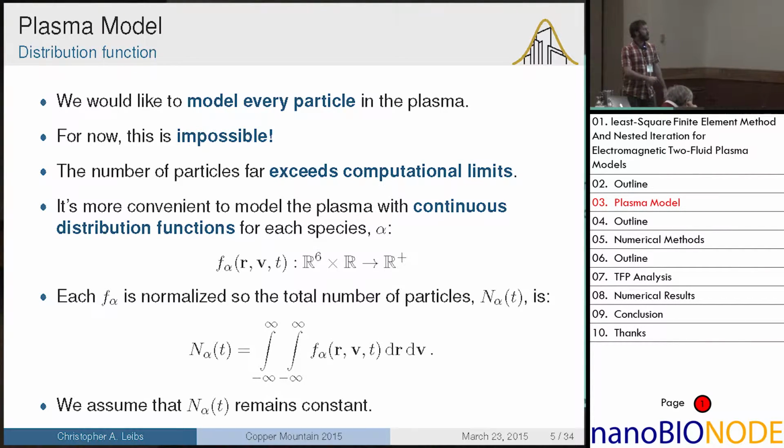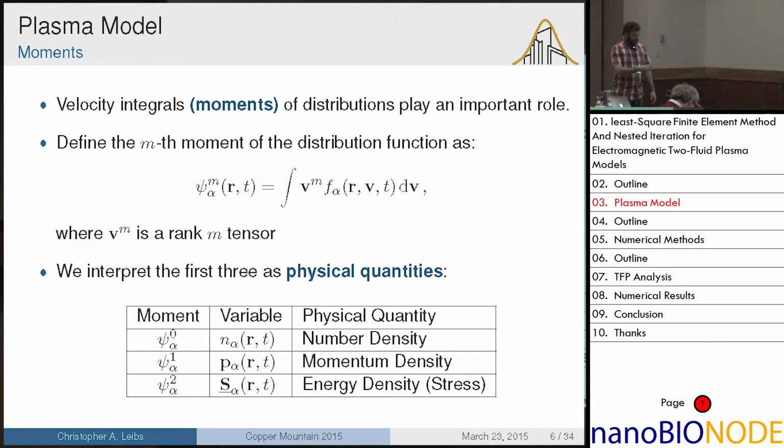Not too important, but what really matters here is the way it's normalized. If you were to integrate over all of phase space, you get the total number of particles back out of this thing. And something that plays a really important role is velocity moments, or I might just refer to them as moments here, where all you do is you hit the distribution function with a power of the velocity, and you go ahead and you integrate that out. And when you do that, you get back to these physical quantities down here.